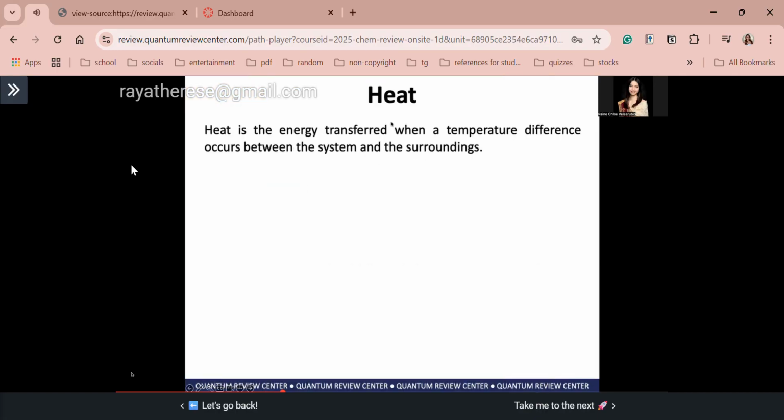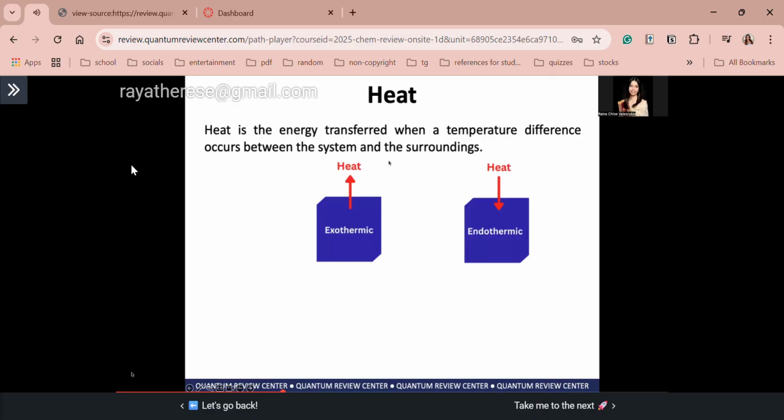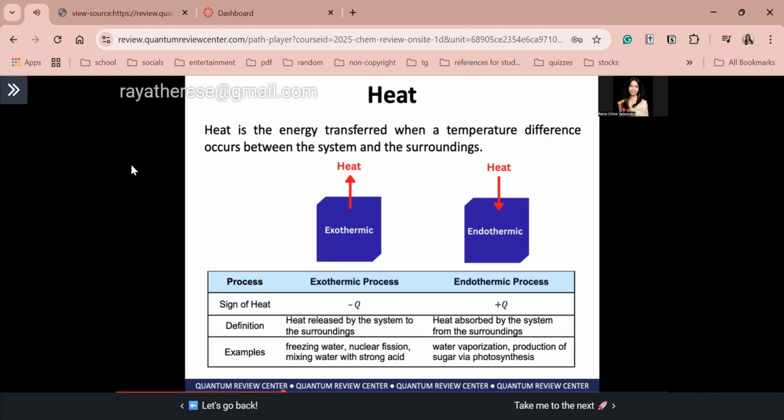So heat is the energy transferred when a temperature difference occurs between the system and the surroundings. So here we have what we call exothermic processes and endothermic processes. In an exothermic process, the sign convention of heat is negative. For endothermic, it's positive. Okay? When we say exothermic process, it is the heat released by the system to the surroundings. Again, heat released. Pag endothermic naman, it is the heat absorbed by the system from the surroundings.